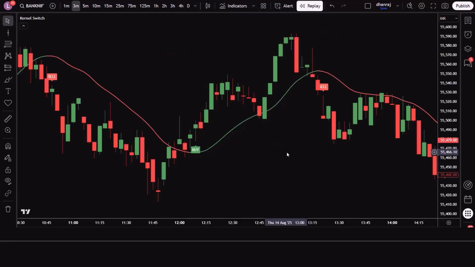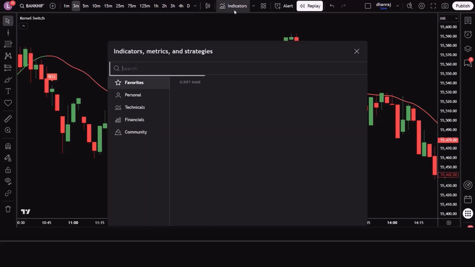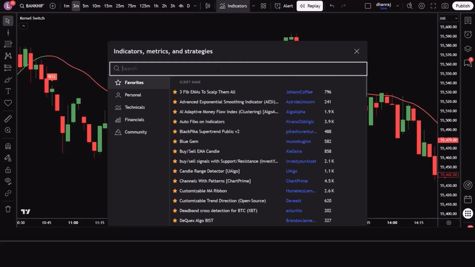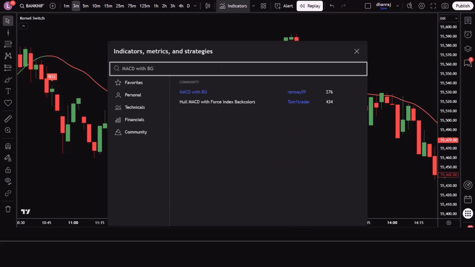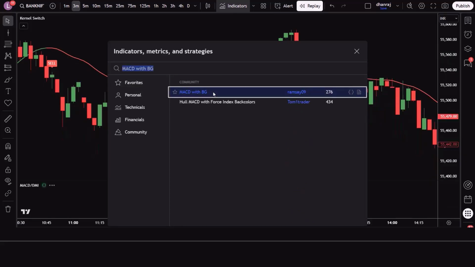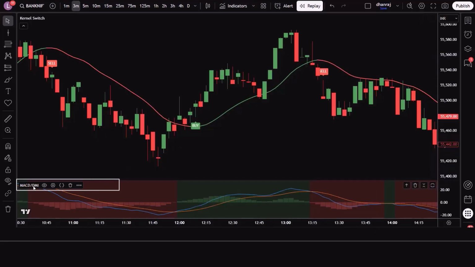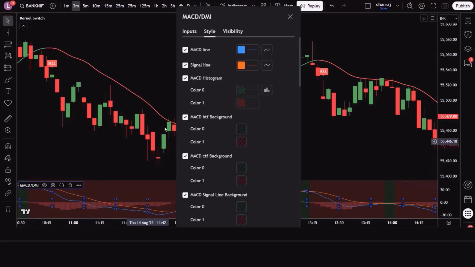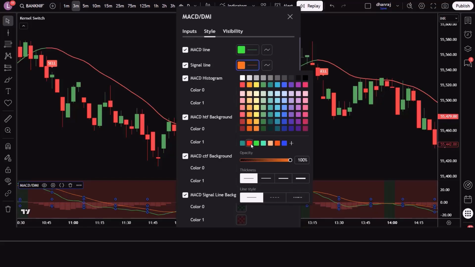After that, we have to apply another indicator on the chart. We will search the MACD with BG indicator in the search box of TradingView. After that, we have to click on the MACD with BG option, in which we have to change some settings. We have to change this blue color to green. We have to change this orange color to red.